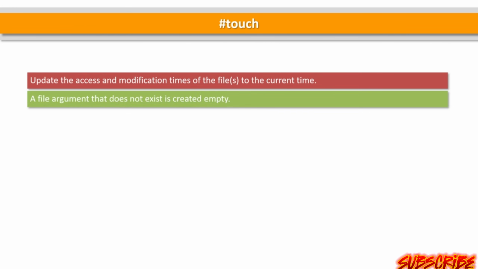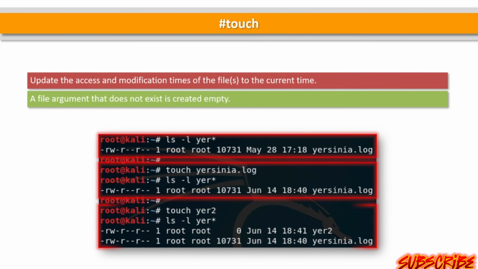The touch command is a standard program for Unix and Linux operating systems that's used to update the access and modification times of the file or files to the current time. So a file argument that does not exist is created empty. All right, so why don't we try it out?